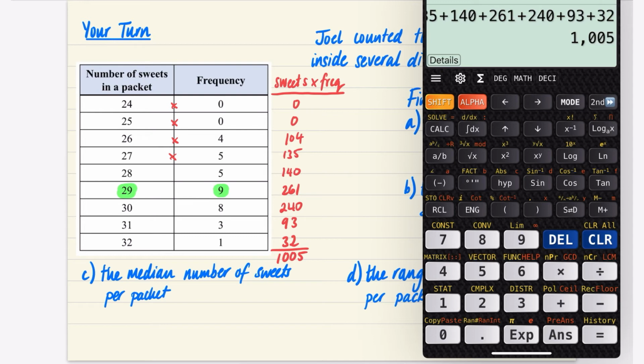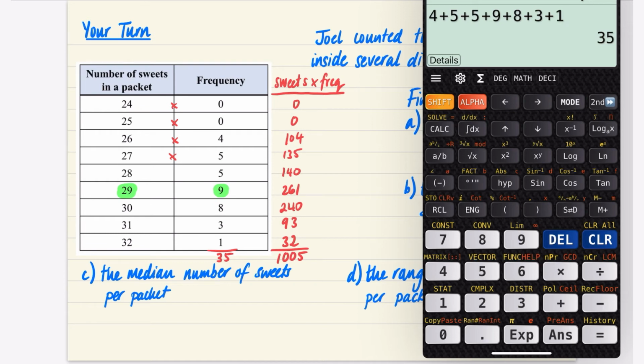Now we need to find out how many packets of sweets he did. I don't need to bother adding the zeros, but I'll do the 4, the 5, the 5, the 9, the 8, the 3, and the 1. So it sounds like he counted 35 packets of sweets.